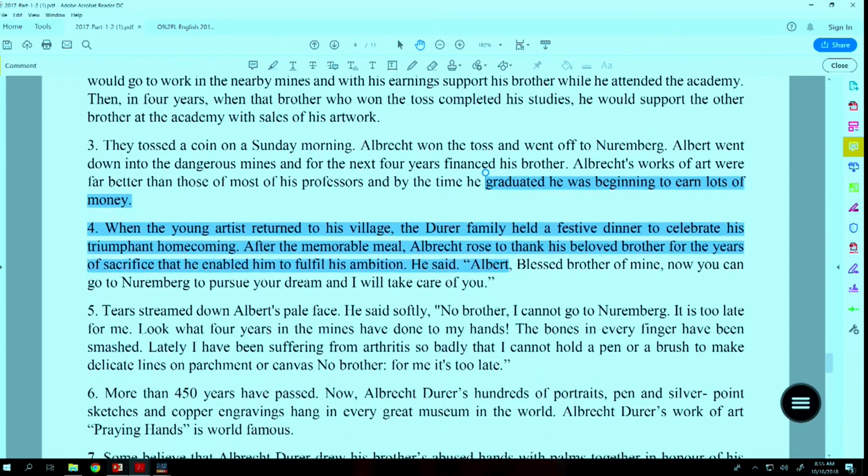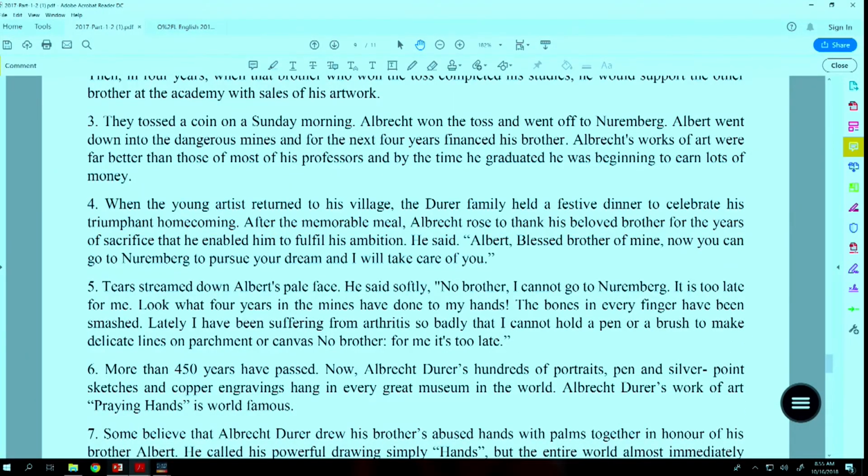In the third paragraph, they tossed a coin on a Sunday morning. Albrecht won the toss and went off to Nuremberg. Albert went down into the dangerous mines and for the next 4 years financed his brother. Albert තමයි එතකොට පතලේ වැඩ කරන්නේ. එයා තමයි සහෝදරයාට ඉගෙන ගන්න උදව් කරන්නේ.